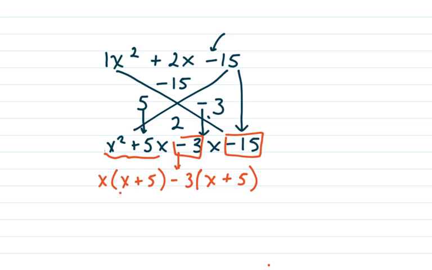And now I've noticed that both of these terms have an x plus 5 in common. And when I factor out that x plus 5, I get x minus 3. So here's the answer. If the directions say factor this trinomial, that's the answer. To make sure that it's the right answer and that you have your signs correct, it's not a bad idea to check using the FOIL method to see if you get 1x squared plus 2x minus 15.